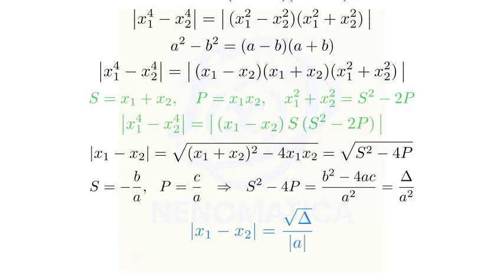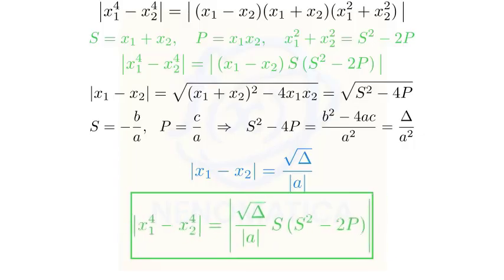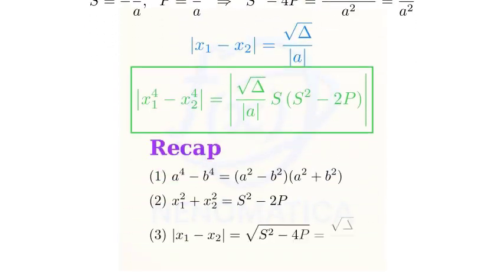Step 5. Substitute this result into the previous factorization. We obtain the absolute value of x sub 1 to the fourth minus x sub 2 to the fourth equals the absolute value of square root of delta over absolute value of a times s squared minus 2p. Proven. Recap. Factor the fourth powers, switch to symmetric sums s and p, relate the root gap to the discriminant, and substitute. This pattern works for many symmetric expressions in the roots.